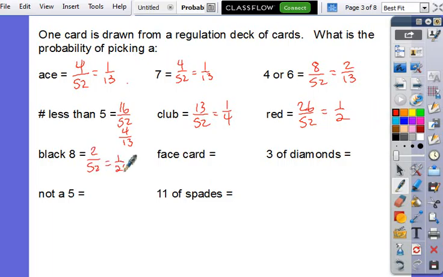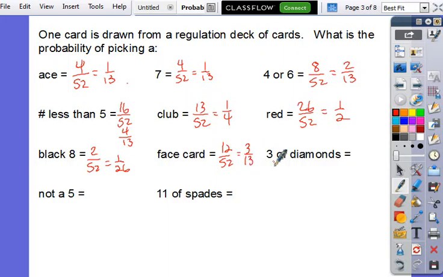You got to think about what you're dealing with when you answer this. A face card. That's jack, queens, and kings. How many jacks, queens, and kings are there? It's 3 times 4, which is 12. I got 3 for hearts, 3 for diamonds, 3 for clubs, 3 for spades. So I divide and get, I think that's 3 over 13.